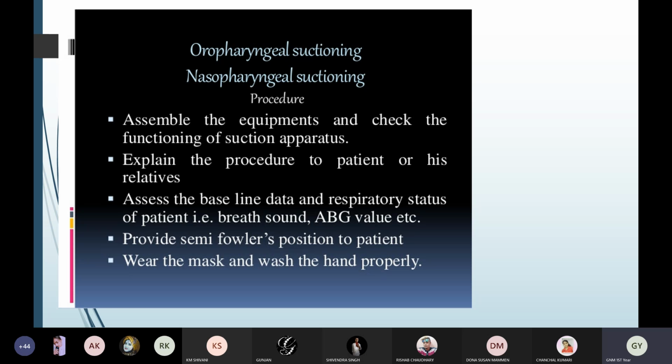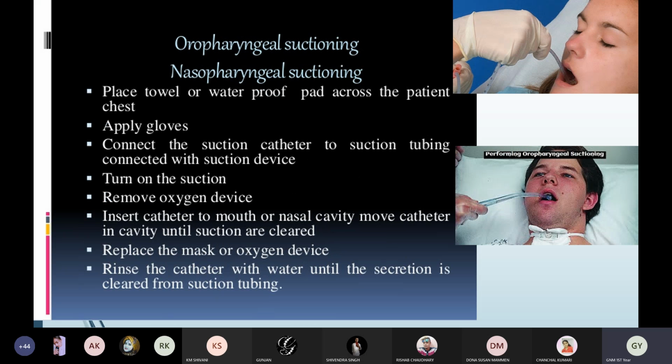Before the procedure you have to wash your hands properly. After washing hands, place the towel or waterproof pad across the patient's chest. You can use a towel or any draw sheet on the chest of the patient so that the secretions will not go into the patient's clothes. Then wear gloves.